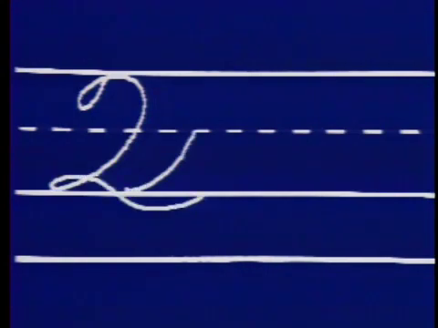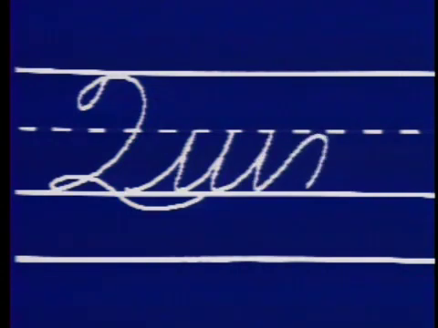Now watch as this letter is used in the word quiz. The capital letter Q is not connected with the rest of the letters in the word. The letter U, then the letter I, the letter Z, finish, and dot the I, quiz.